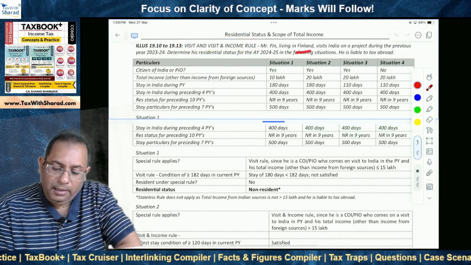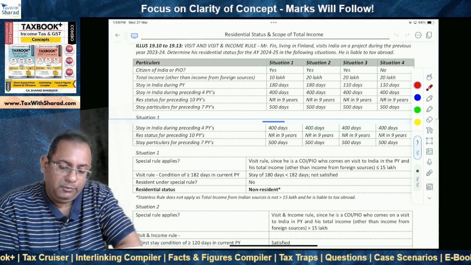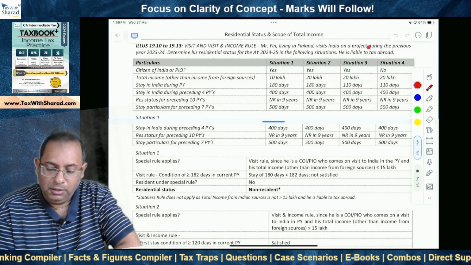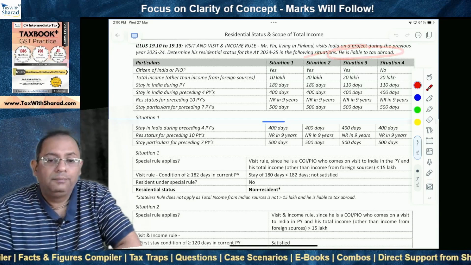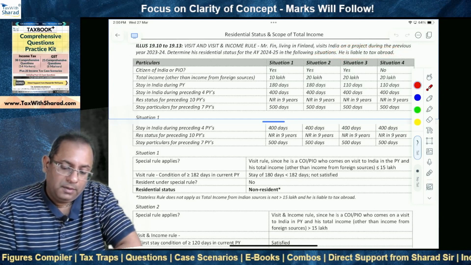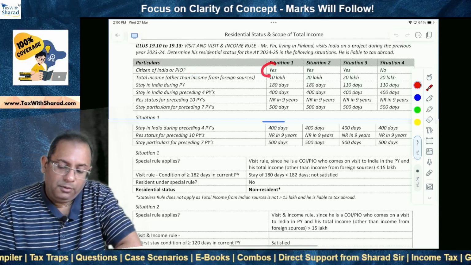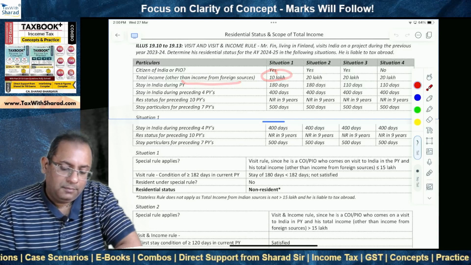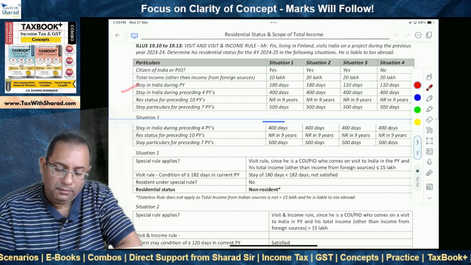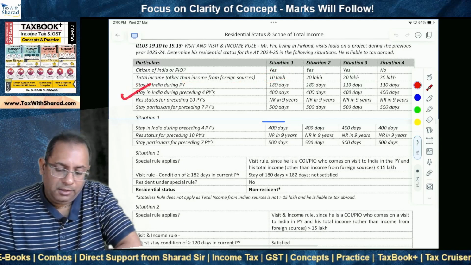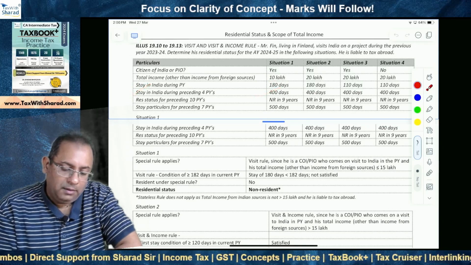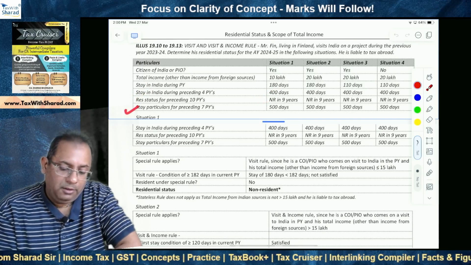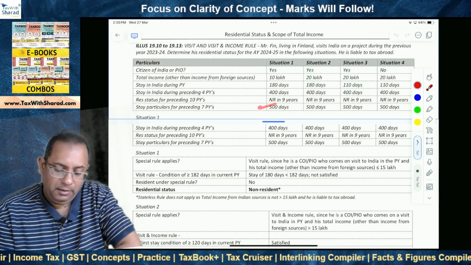Mr. Finn living in Finland visits India on a project during the previous year 23-24. Determine his residential status for AY 24-25 in the following situations. He is liable to tax abroad. Situation 1. Citizen of India or a PIO? Yes. Total income other than income from foreign sources 10 lakh. Stay in India during the previous year 180 days. Stay in India during preceding 4 previous years 400 days. Residential status for preceding 10 previous years, non-resident in 9 years. Stay particulars for preceding 7 previous years is 500 days.